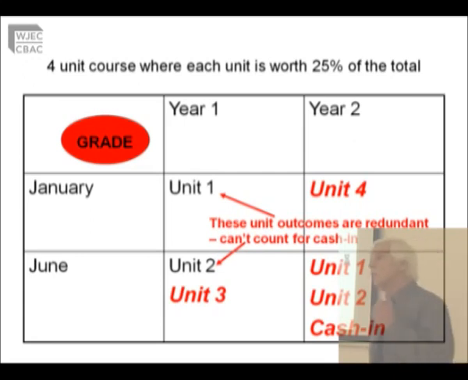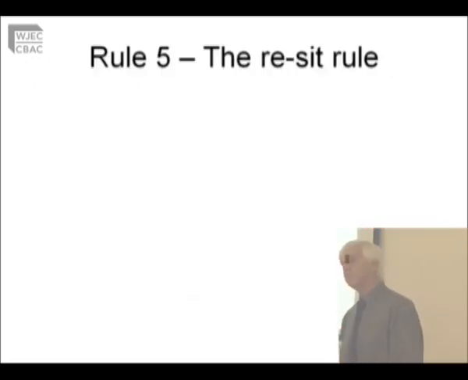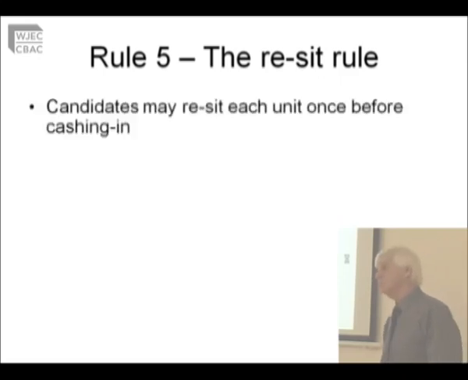Okay, so that's what we call the terminal requirement. What you have to do at the end, and how that terminal requirement, those terminal units fit in to the final cash-in. Okay, the resit rule, what we call Rule 5. Candidates may resit each unit once before cashing in. They can have 2 goes at a unit.